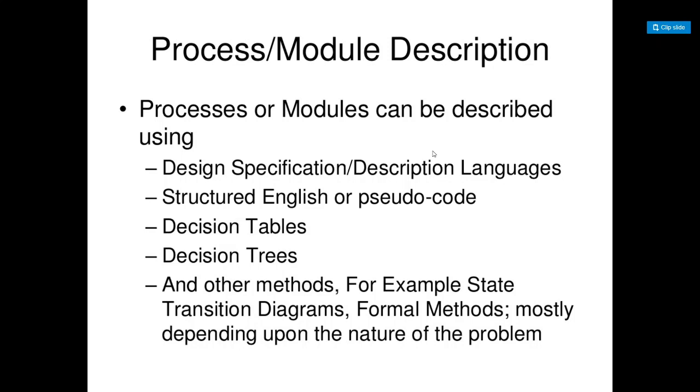So for this, we call it the processor module description, how you are actually describing the modules. Processor modules can be described using design specification or description languages, structured English or pseudocode. Pseudocode, you are all aware of it. Decision tables, decision trees. We are not going to concentrate on this very much. And other methods are, for example, state transition diagrams or formal methods. It depends on the nature of the problem that we are having, and depending on the problem we choose the design we need.